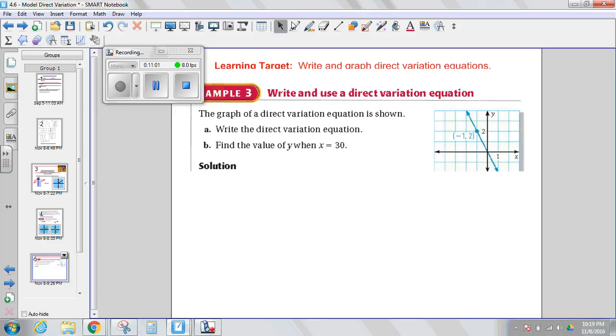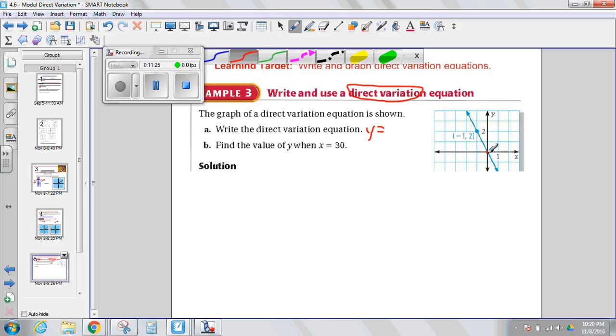Okay, so if we're given the graph, we need two things. We need our y-intercept from our graph, and we need our slope, or our constant of variation in this case. So we know it's going to be y equals, and if this is already telling us this is a direct variation, we know our y-intercept is going to be at 0. We already know that, plus we can see it on the graph. So we just need to find our slope.